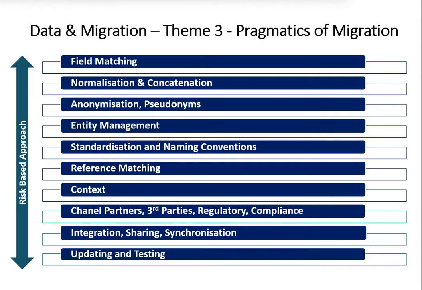Channel partners, third parties, regulatory compliance. Data and its changes may impact channel partners and third parties. Some supply data and changes may be required. Others depend upon the supply of information for which impacts may need to be managed. Regulatory and compliance impacts may also need to be addressed, like reporting changes.